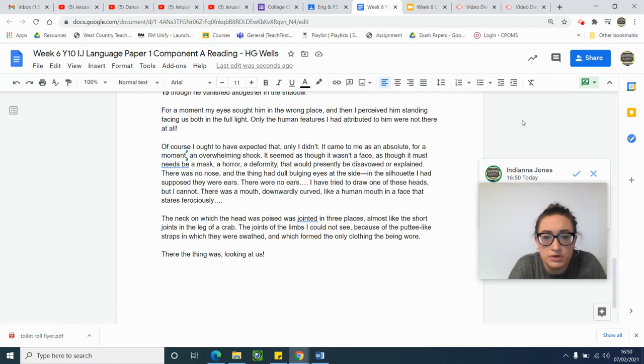I have tried to draw one of those heads, but I cannot. There was a mouth, downwardly curved, like a human mouth in a face that stares ferociously. The neck on which the head was poised was jointed in 3 places, almost like the short joints of a leg of a crab. The joints of the limbs I could not see because of the putty-like straps in which they were swathed, and which formed the only clothing the being wore. There the thing was, looking at us.